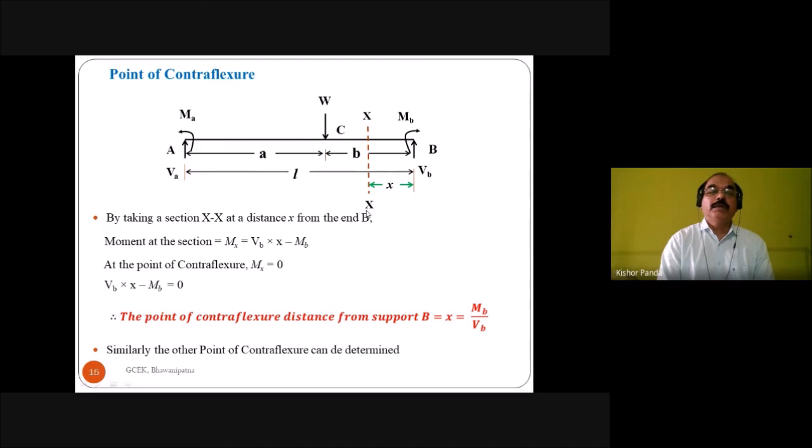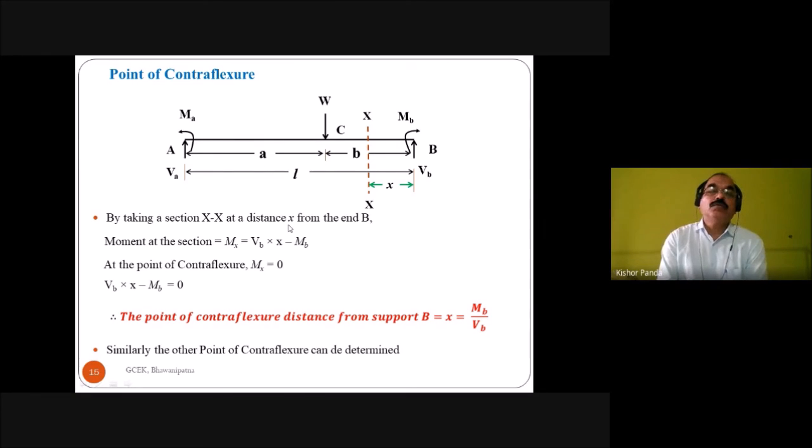Similarly, you can find out the point of contraflexure between A and C. Taking the moment this side at a distance X, you have Va into X minus Ma is equal to 0. Then X is equal to Ma by Va. This side is your X is equal to Ma by Va. Similarly, you will find out the point of contraflexure distance this side also.